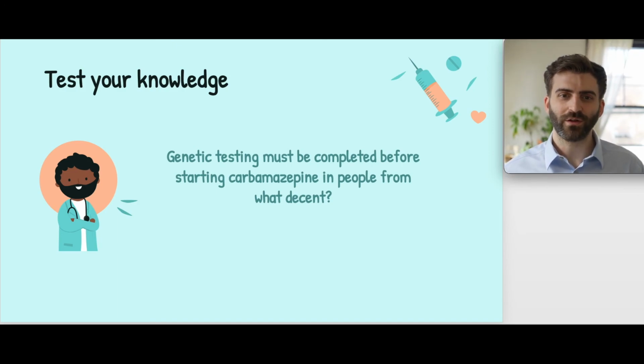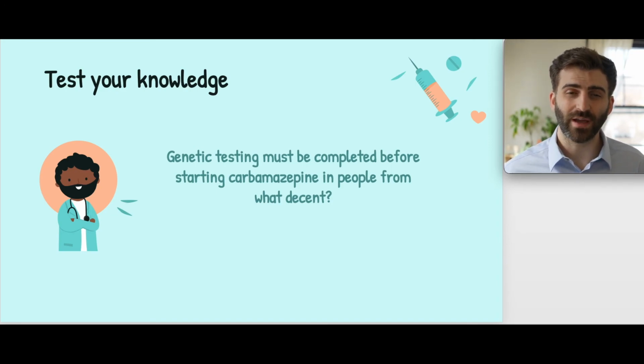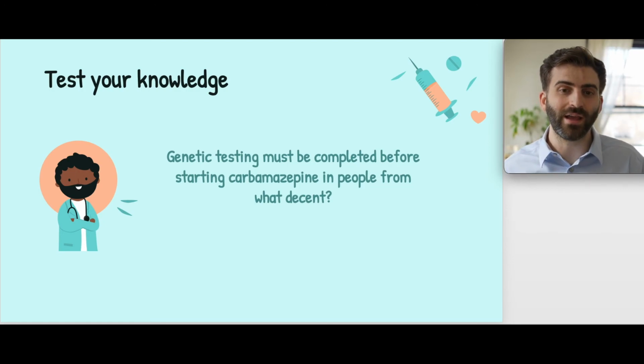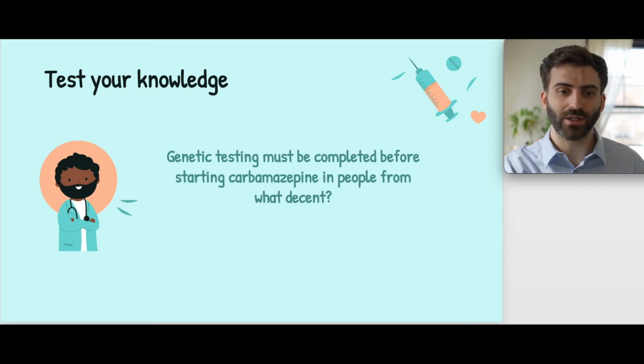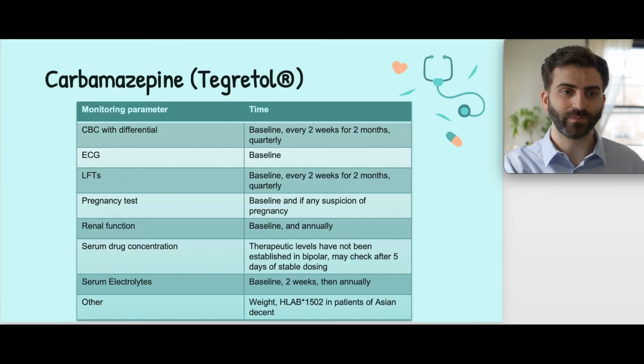So one question with carbamazepine is genetic testing must be completed before starting carbamazepine in people from what descent? So pause, take a minute to think about it. And the answer is patients of Asian descent, you have to do a genetic test for a specific thing called HLA-B1502. Patients who have this gene are at a much higher risk of developing a severe rash from carbamazepine use. So always test for this in Asian descent patients before you start this medication.